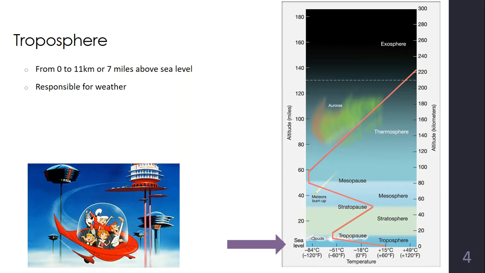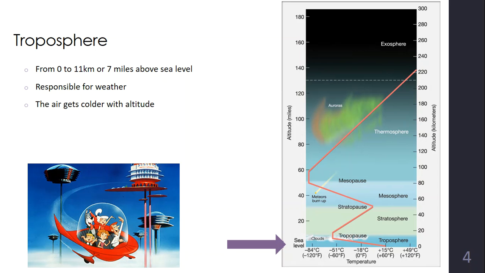And if you are of an age that I am, you might remember The Jetsons, which was a popular cartoon when I was a kid by Hanna-Barbera. The Jetsons lived above the troposphere, so they always had nice weather. They didn't have to deal with any of the weather. In reality, that wouldn't work because they wouldn't have very much oxygen and it would be pretty darn cold. But it was a cartoon, so it worked.